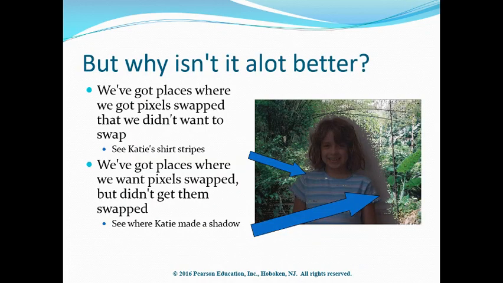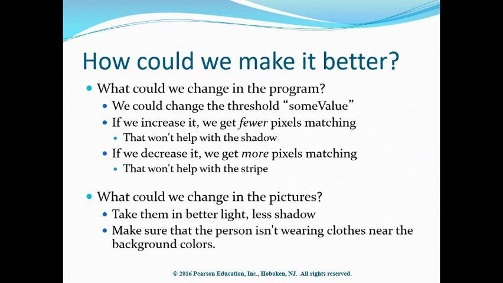But why isn't it a lot better? We've got pixels swapped that we didn't want to swap. See Katie's shirt and stripes. You can see that there's some background showing through. We've got places where we didn't want the pixels swapped, but we didn't get them swapped. See Katie made a shadow. How can we make it better?